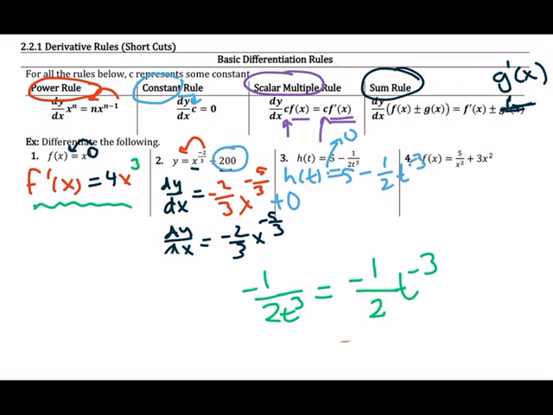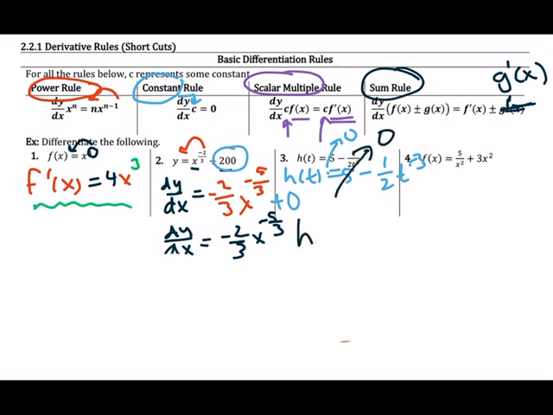Here's why this is helpful. Now it's easier to see how to apply the power rule. So we already said the derivative of this constant is going to be 0.